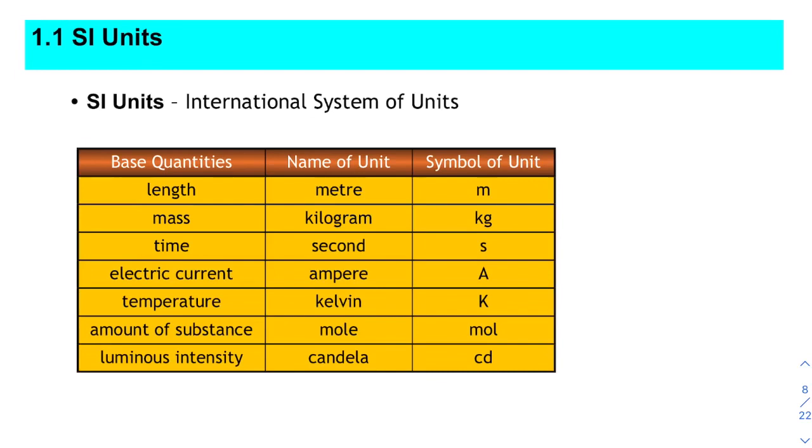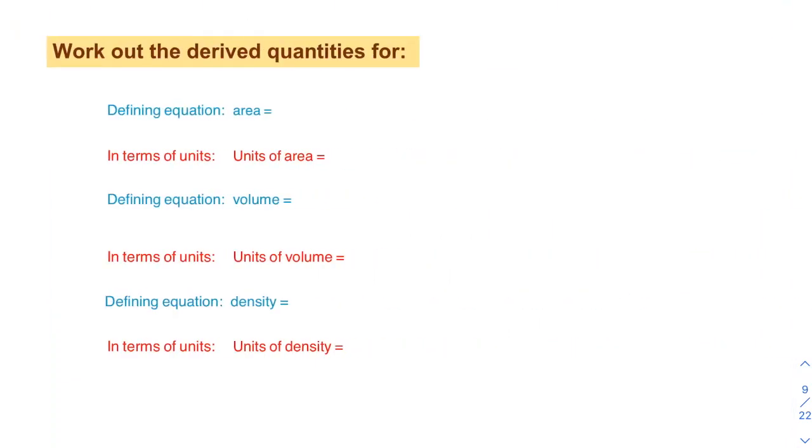If you have a combination of more than one, let's say length and mass, or mass with time, or time with current, then you're going to have derived quantities. So let's try working out the derived quantity for area. Normally the symbol we use for area is A, which is one kind of length times another kind of length. Let's say length with width, length with height. It could be any of it, but both are a kind of length.